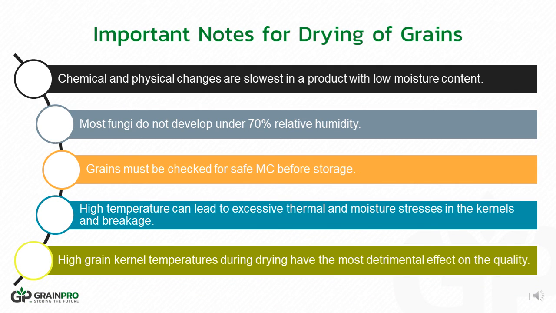Here are some important notes for drying of grains. Chemical and physical changes are slowest in a product with low moisture content. Most fungi do not develop under 70% relative humidity. Grains must be checked for safe MC before storage. High temperature can lead to excessive thermal and moisture stresses in the kernels and breakage. High grain kernel temperatures during drying have the most detrimental effect on the quality.